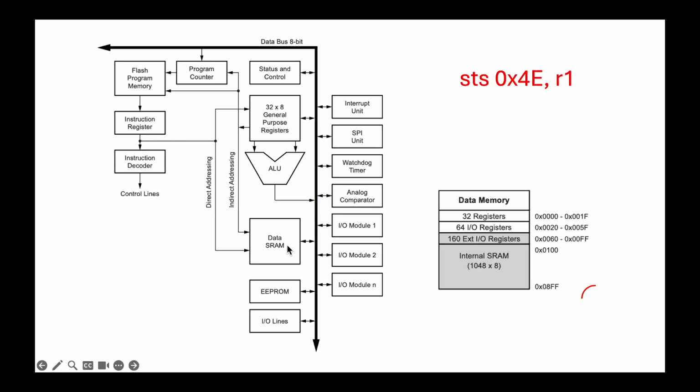Let's take a look at another store operation. In this case, this 4E address does not point to the internal SRAM. It points to an I/O register. In this case, it points to the SPI data register. So the data flow would look like this.